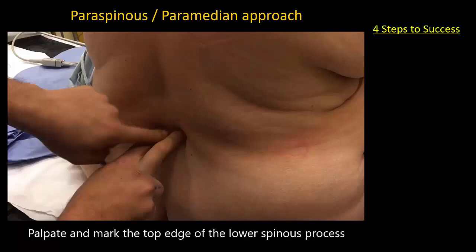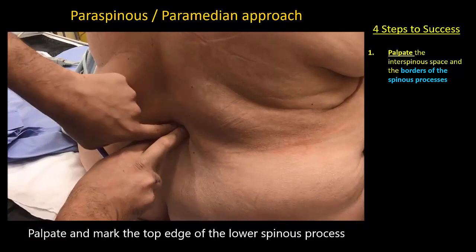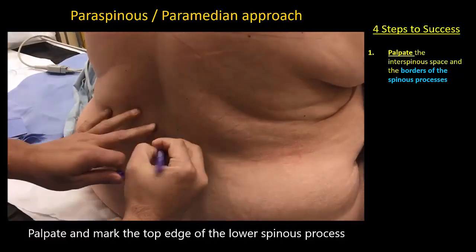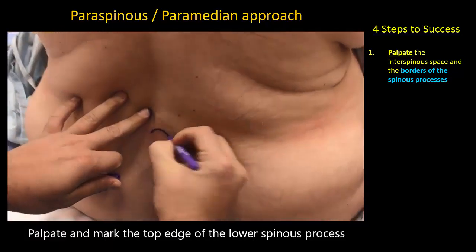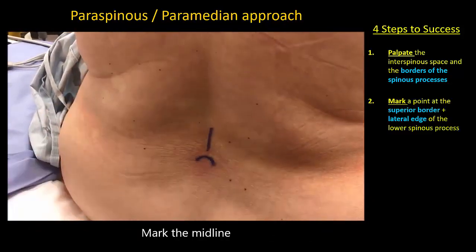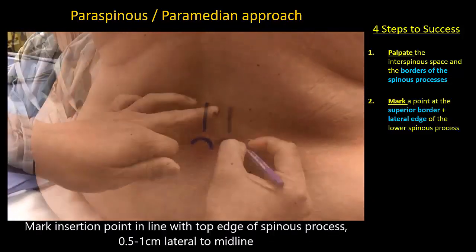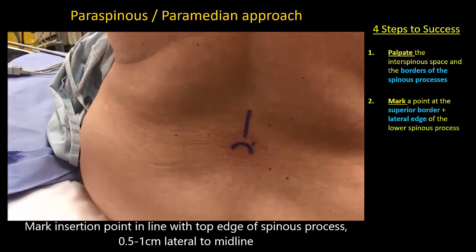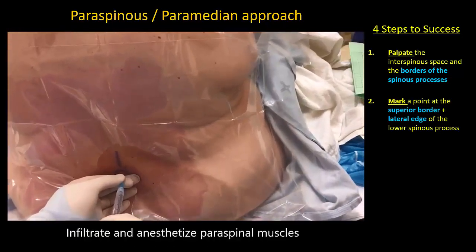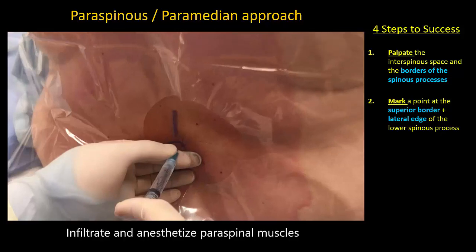There are 4 simple steps to a successful paraspinous approach, which will be illustrated here in this video of a junior resident performing it for his first time under my instruction. First, palpate the desired interspinous space, but more importantly, establish the superior border of the lower spinous process. Second, mark the needle insertion point at the superior edge of the lower spinous process and adjacent to its lateral edge. Infiltrate the skin and the underlying paraspinal muscle.